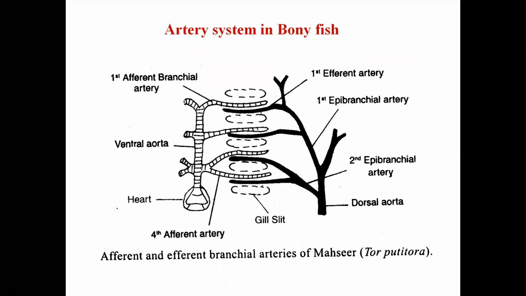And here you can see in the bony fishes, they have 4 afferent arteries and 4 efferent arteries. Can anyone tell me why elasmobranchs have 5 afferent arteries and bony fishes have 4 afferent arteries? Anyone? I'm audible.